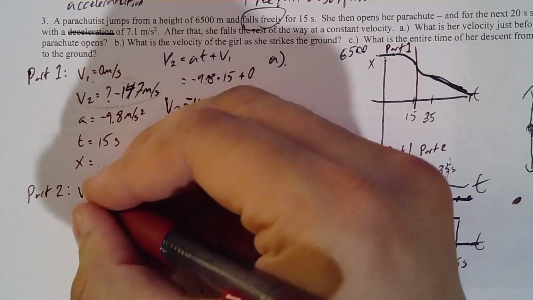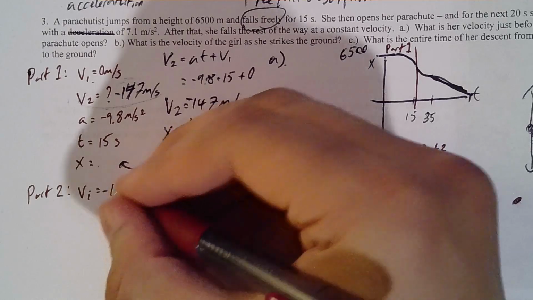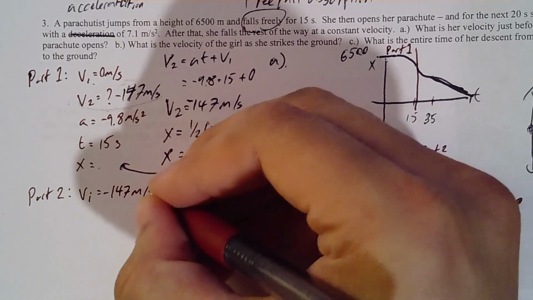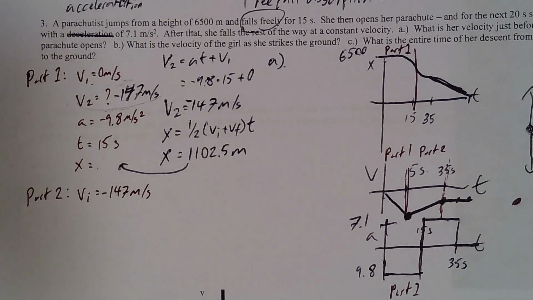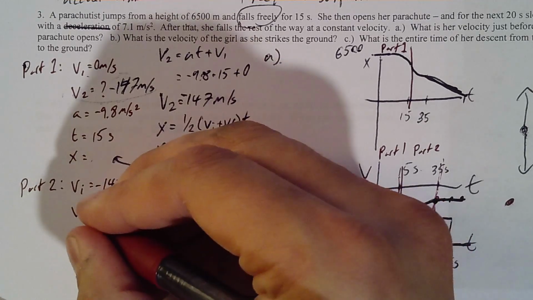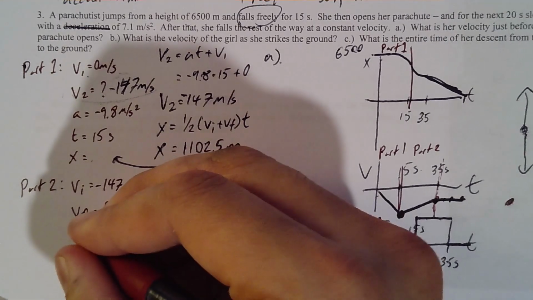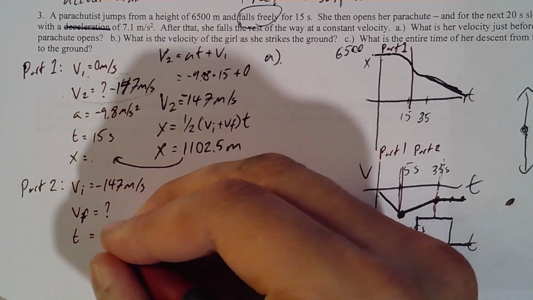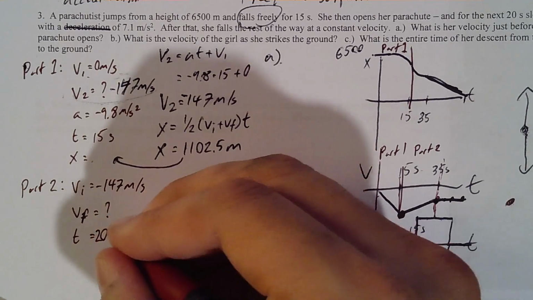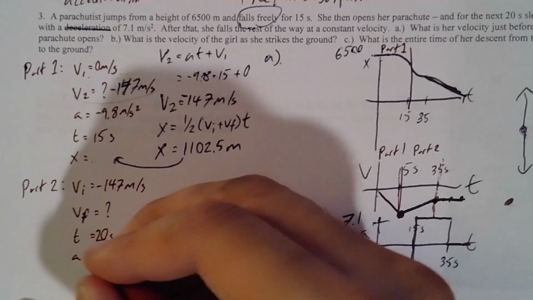We know that our VI is going to be negative 147 meters per second. That is our given information. We know that we are going to spend 20 seconds on this, and we're looking for our VF. So our T is going to be 20 seconds. And we additionally know our acceleration.